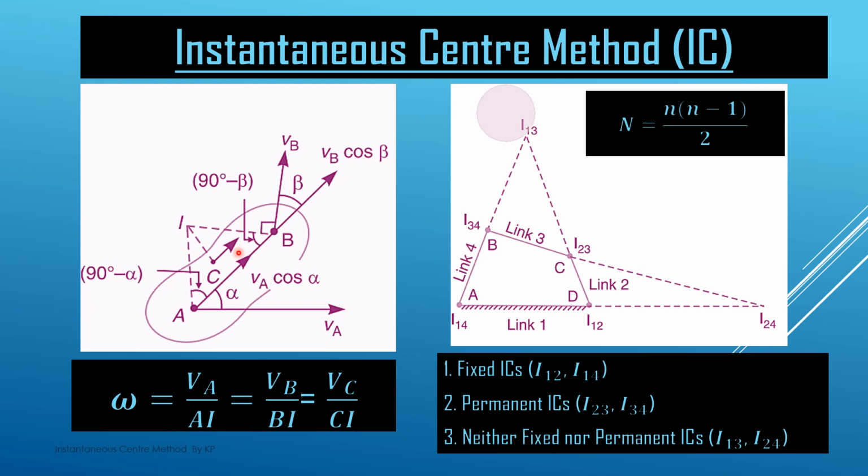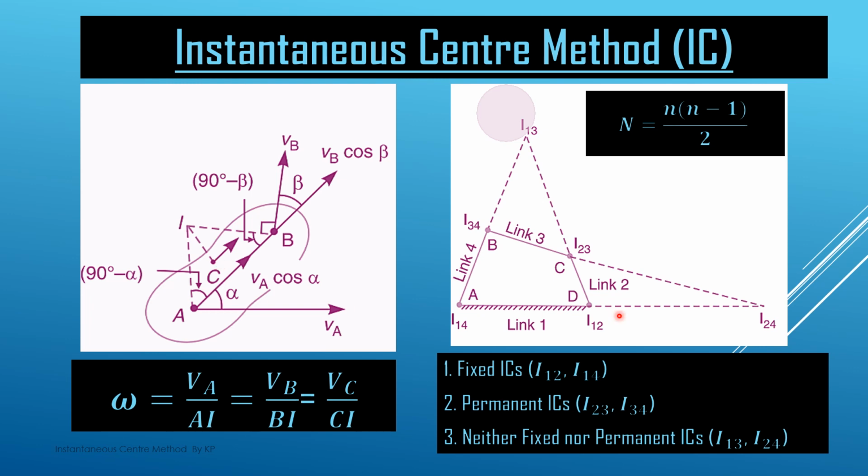So how do we find out the velocity of that point? Again, this point C also has the same omega, the same angular speed. So this is VC divided by CI. We can measure the value of CI, and we can find out the value of VC of any other point on the same link. This way we see how to find out the velocity of any point using the instantaneous center method.